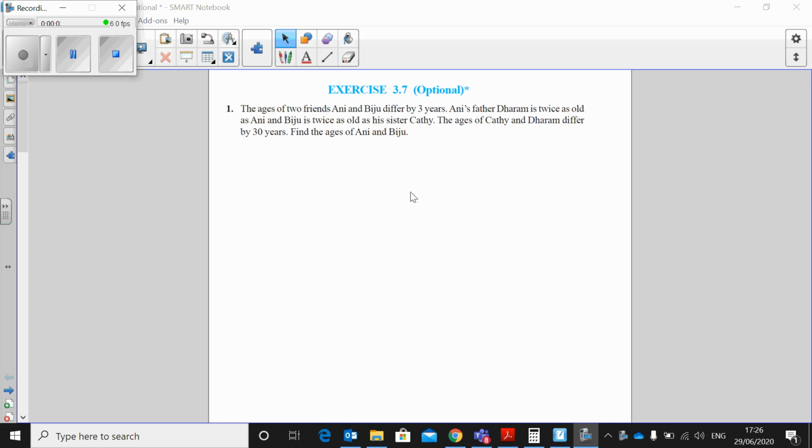Good morning, all. Let us see linear equations in two variables. That is the optional exercise, exercise 3.7. This is a little bit higher order question. So let us see the first one.